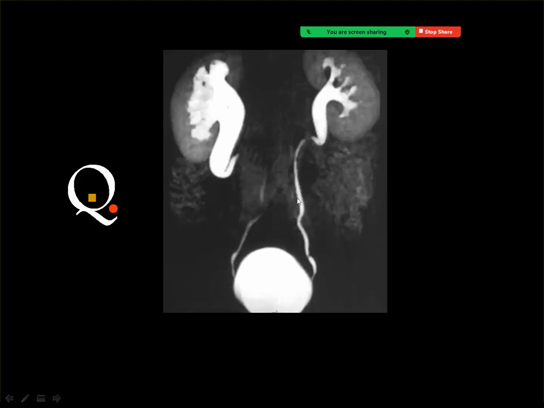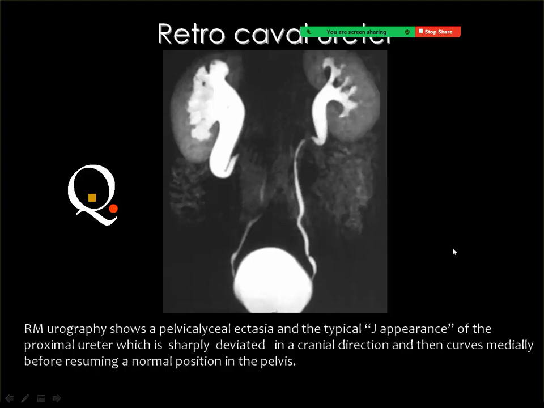But if you look carefully, you see the abnormal course of the right ureter, which is very close to the midline, with consequent considerable dilatation of the pelvicalyceal system in a case of a retrocaval ureter.